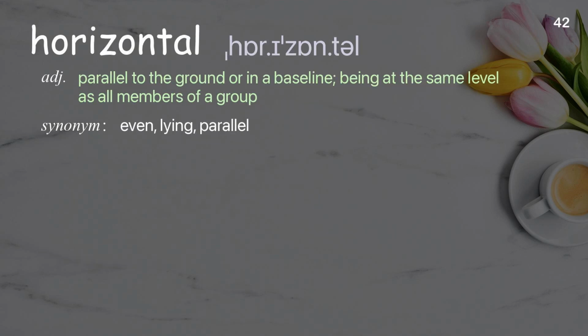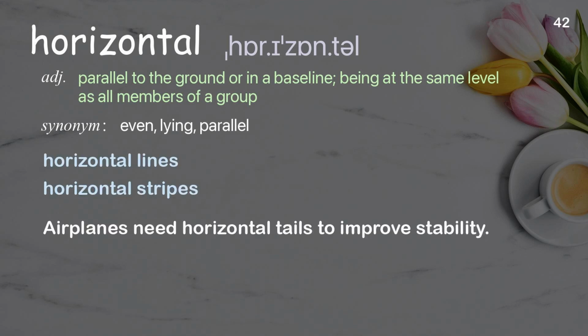Horizontal. Parallel to the ground or in a baseline; being at the same level as all members of a group. Examples: Horizontal lines. Horizontal stripes. Airplanes need horizontal tails to improve stability.